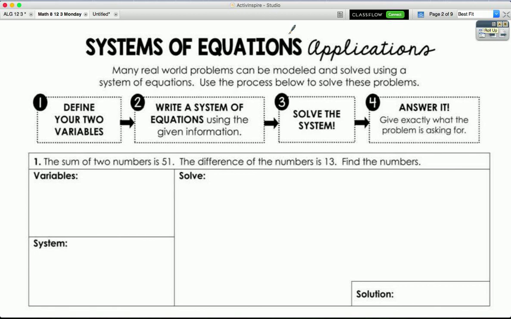So kind of a guided process each time. We're going to read the problem, define our variables, write the system, solve it, and then answer the actual question. So we have to be careful and make sure we know exactly what they're asking for.